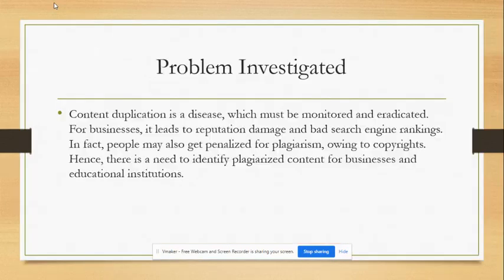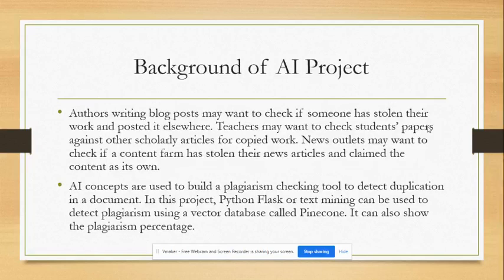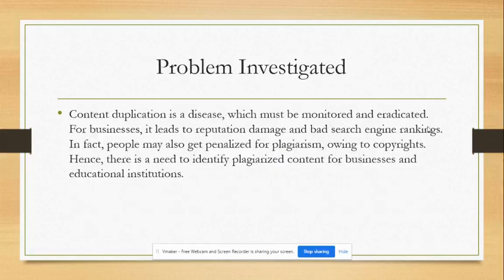So what problem is being investigated? Mainly, the problem being investigated in this project we're building is content duplication, which is plagiarism, a disease which must be monitored and eradicated. For businesses, it leads to reputation damage and bad search engine rankings. In fact, people may also get penalized for plagiarism owing to copyright. Hence, there is a need to identify plagiarized content for businesses and educational institutions. So that's one of the problems that we are trying to investigate, the plagiarism that many people are facing in this day and age.